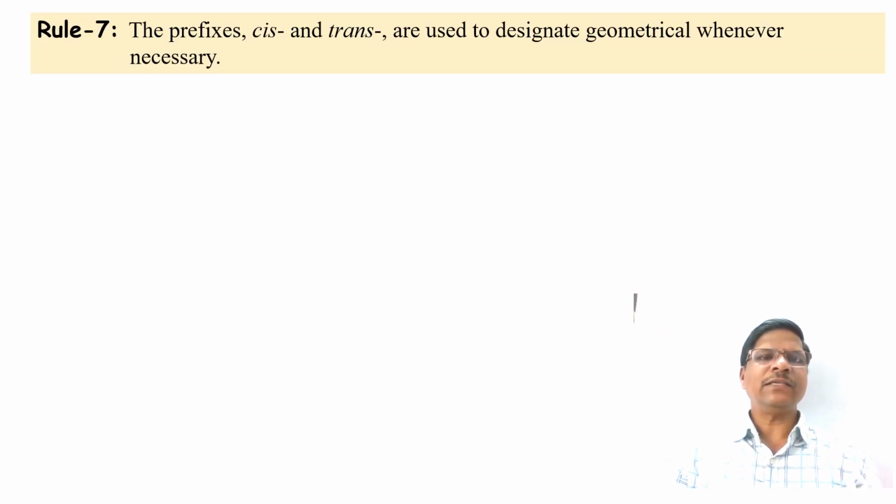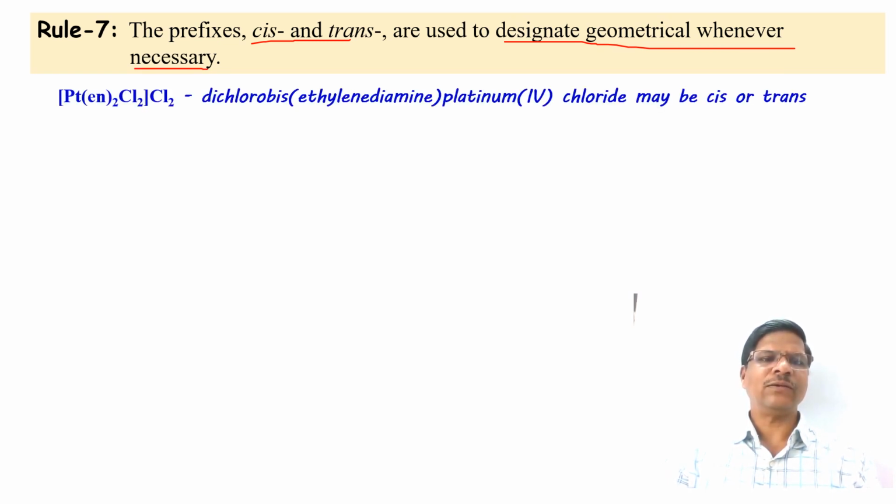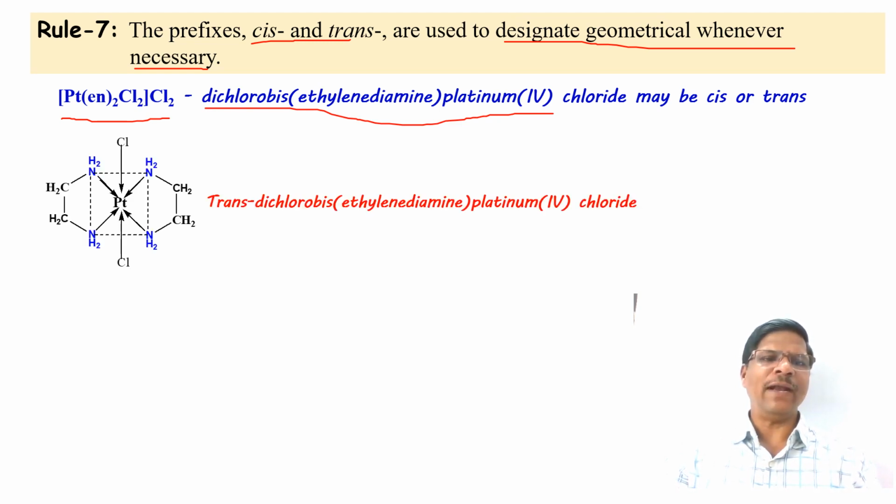In some cases, you can see the prefixes cis and trans. For what are they used? They are used to designate geometrical isomers. So we have an example here: Pt(en)2Cl2. The IUPAC name of this complex will be dichlorobis ethylene diamine platinum 4 chloride, and it may have 2 geometries.